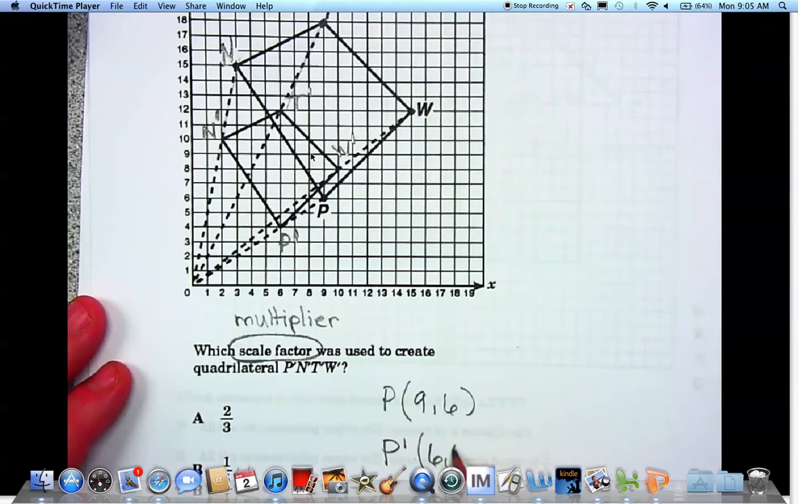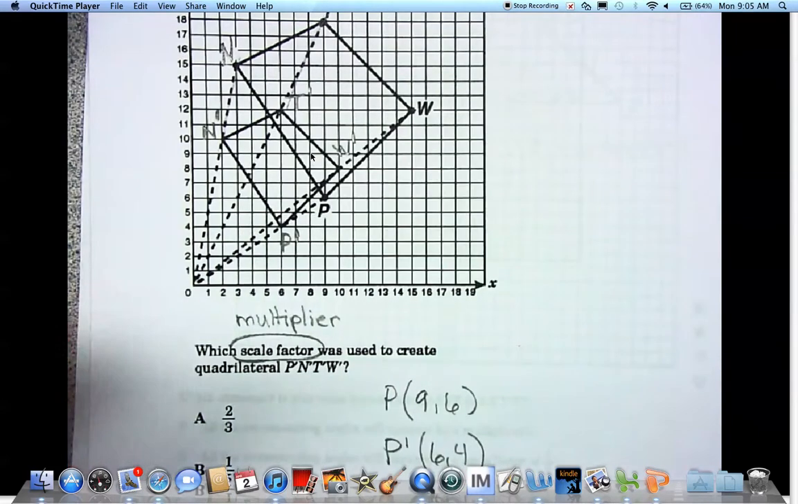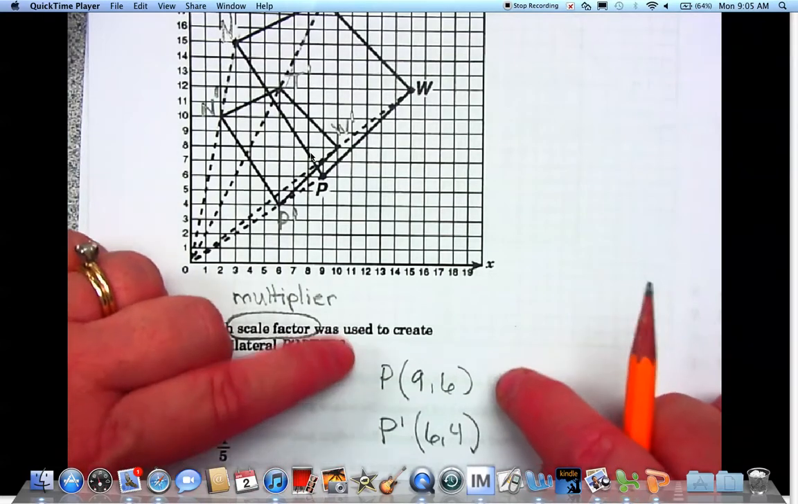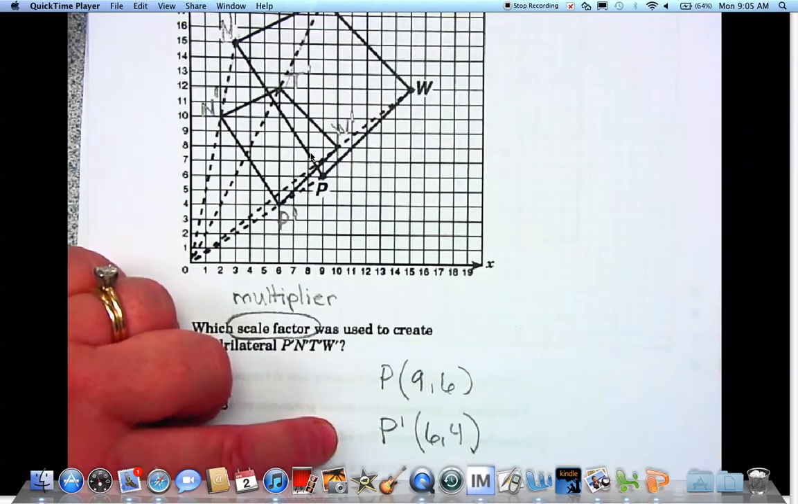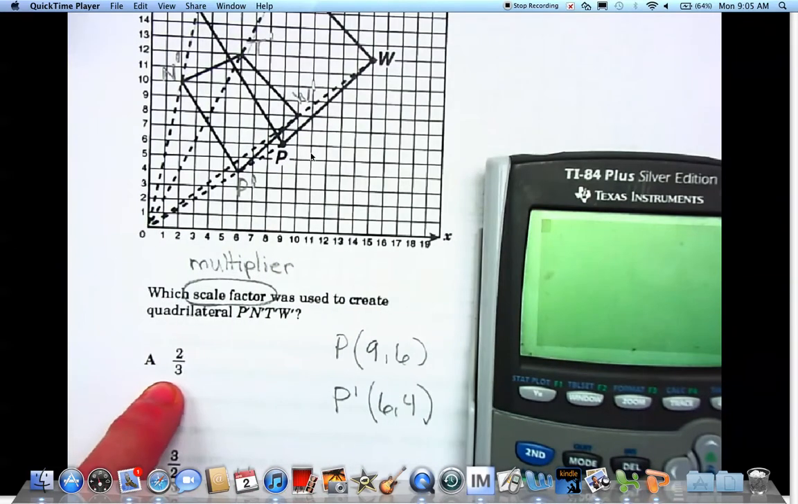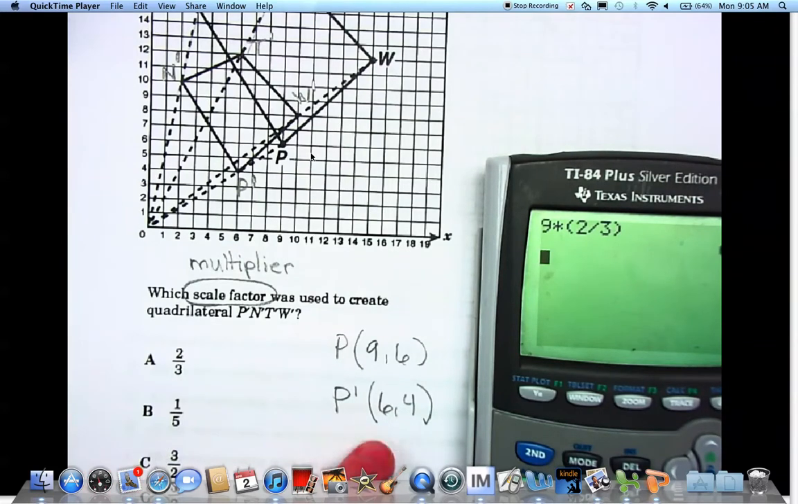6, 4. Okay, then you want to know what would you multiply the original by to get the new one. You always multiply the original to get the new one. 2/3. Okay, let's try 2/3 and see if that's it. 9 times 2 divided by 3, and you get 6, don't you? How about 6 times 2/3? You get 4. That's it.